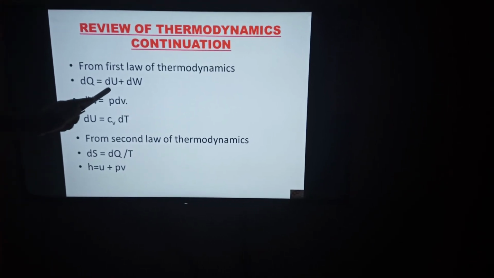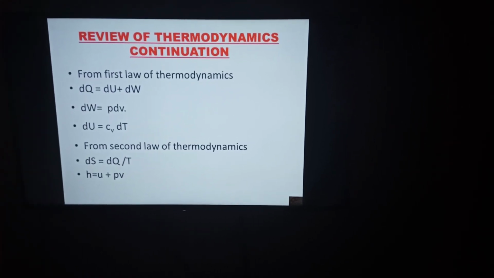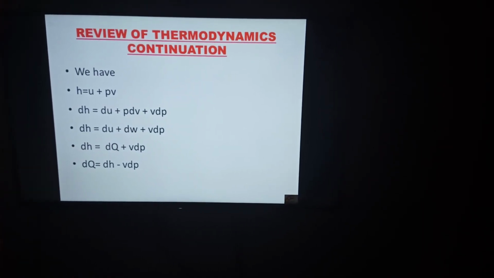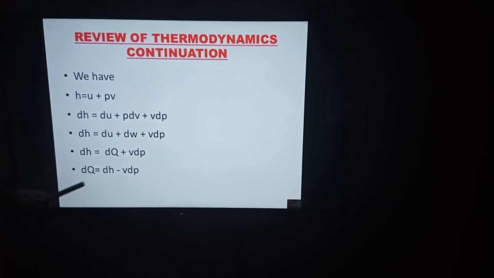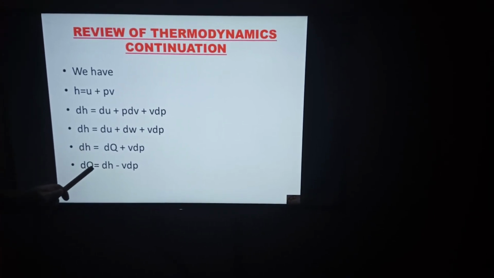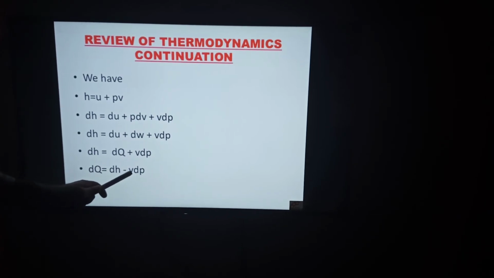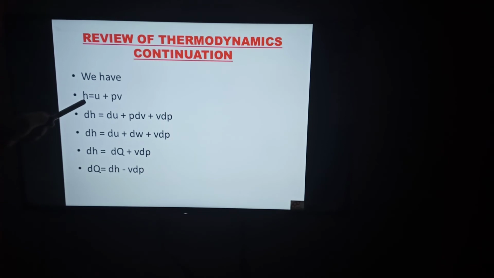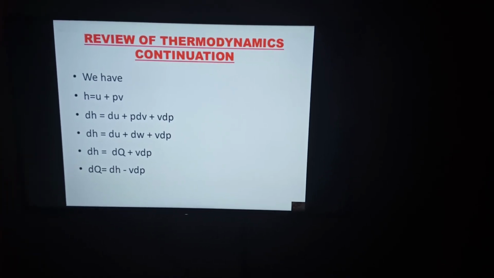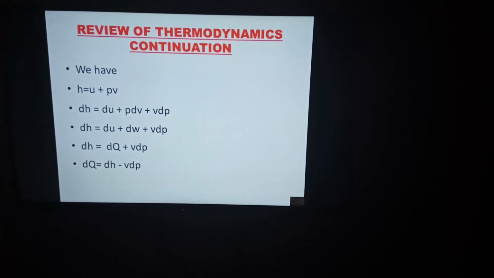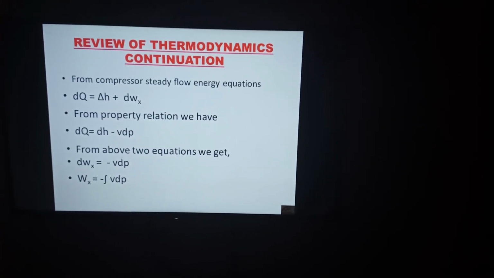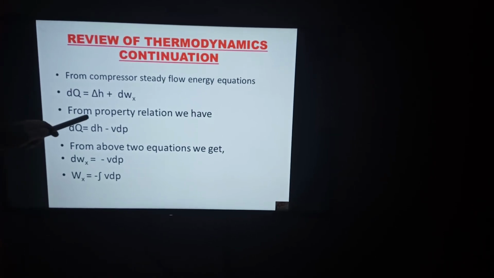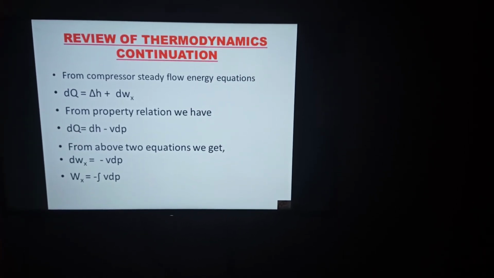Then what is dU plus dW? It is dQ, right? So you can replace this dU plus dW as dQ. So bringing this to this side, we have dQ is equal to dH minus VdP. So from this basic property relationship, we derive an equation for heat, right? From the compressor steady flow energy equation, you derive an equation for heat. With the help of the property relationship, we will have another equation for heat.